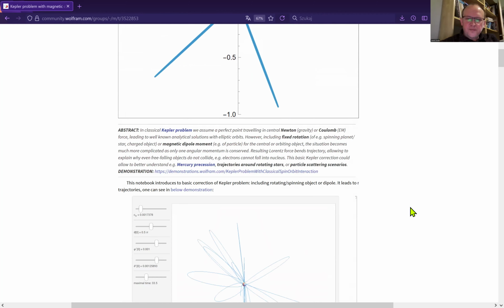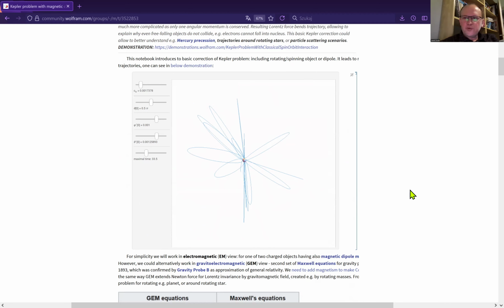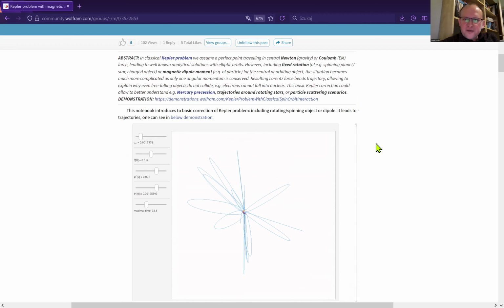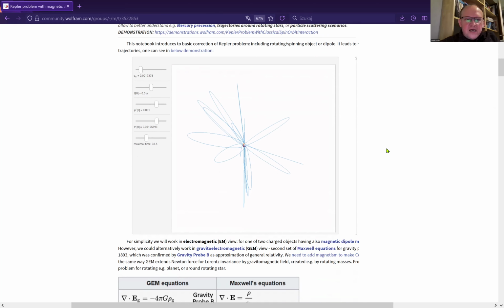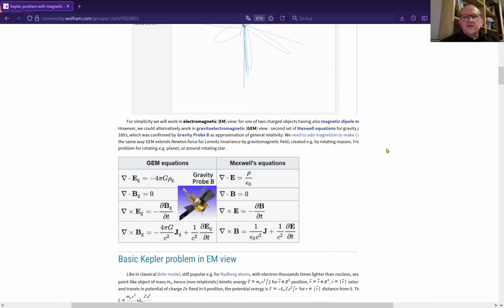So here is a simulator you should be able to play with if enabled. Here you can enable calculations. Okay, so the question is, do we focus on gravity or electromagnetism? It turns out they are very similar, especially in a practical approximation called gravitoelectromagnetism.